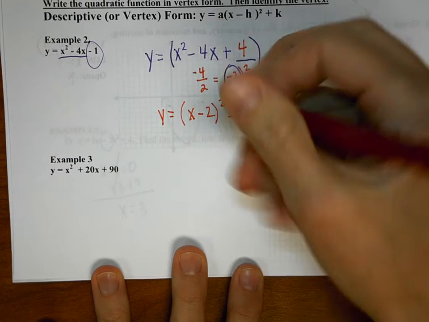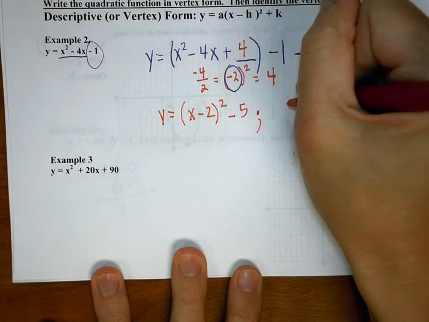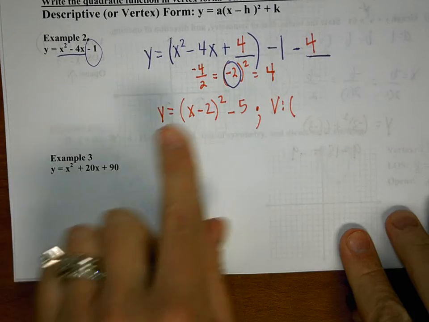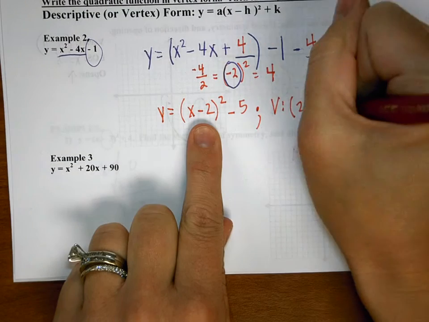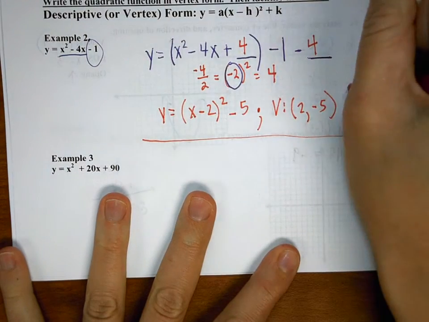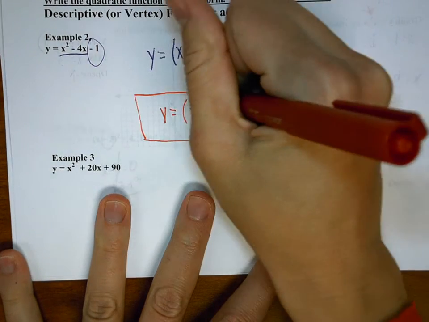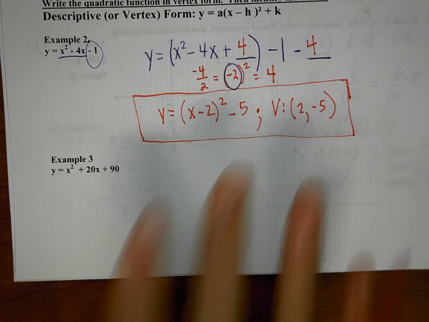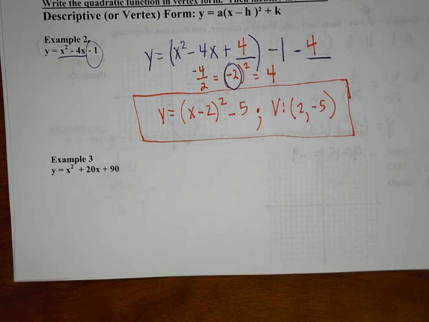And then they also just want you to give the vertex. So what is the vertex of this equation? 2, -5. And if you had gone through and done x equals -b over 2a, found the x value, plugged it in, and found the y value, you would have ended up getting the same answer for your vertex. Okay?